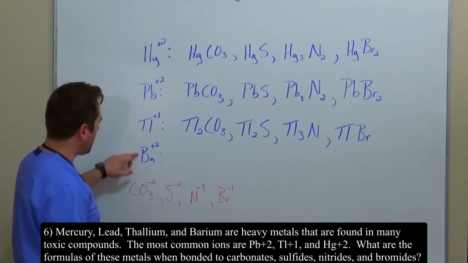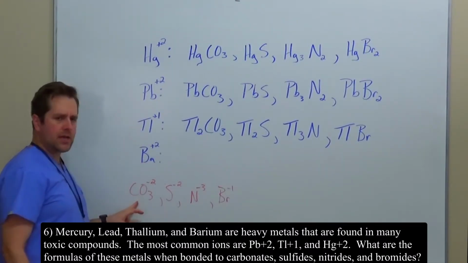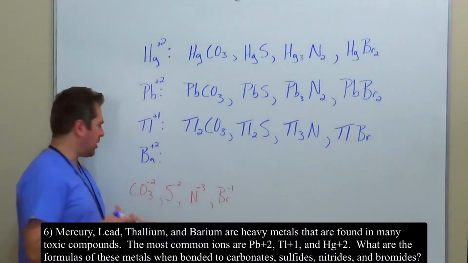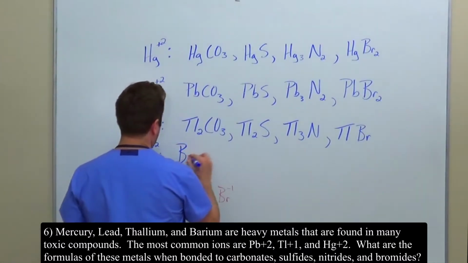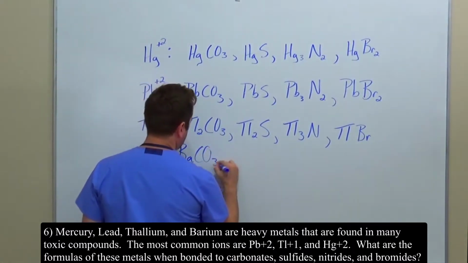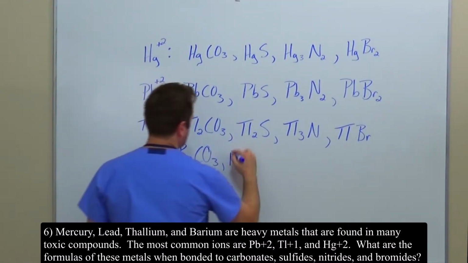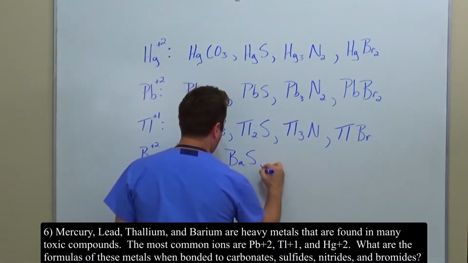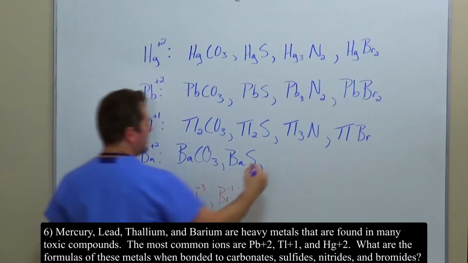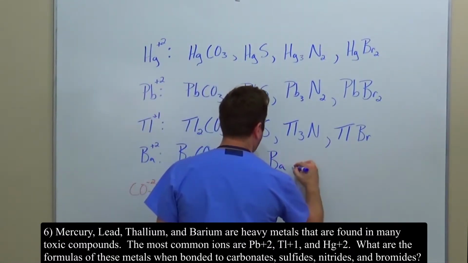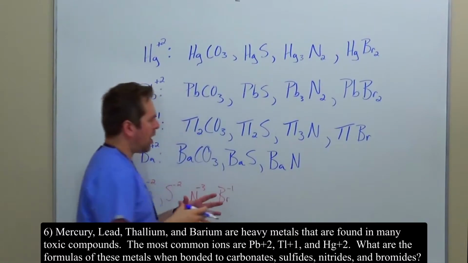Awesome. All right, barium has a positive 2 charge. Carbonate has a negative 2 charge. They neutralize. And so we just get barium carbonate. That's good. Sulfide, exact same situation. So we're going to say barium sulfide. Then the nitride, now we're going to have to use multiples. And what's their lowest common multiple?